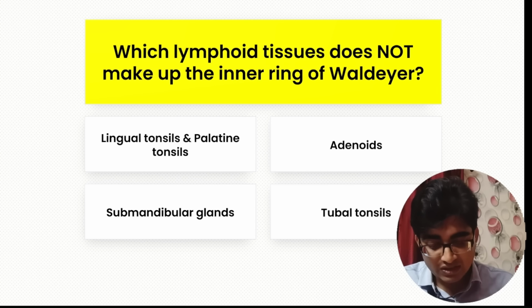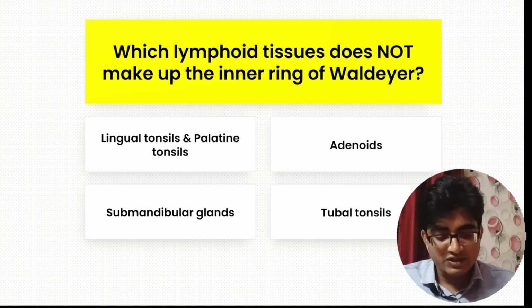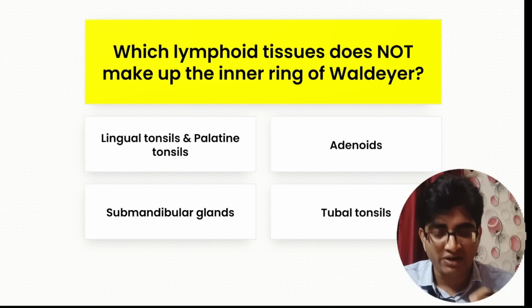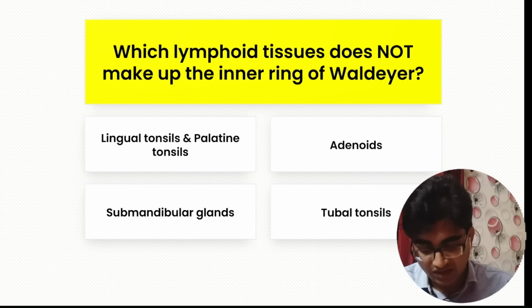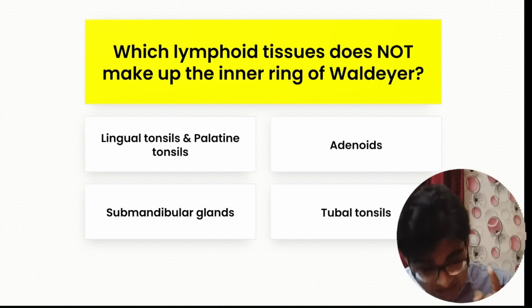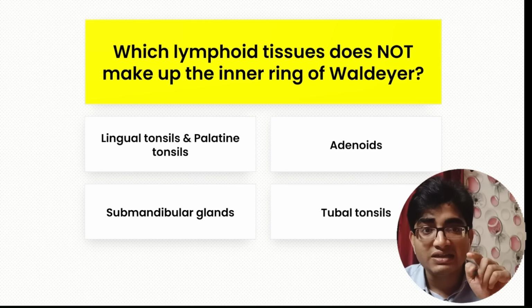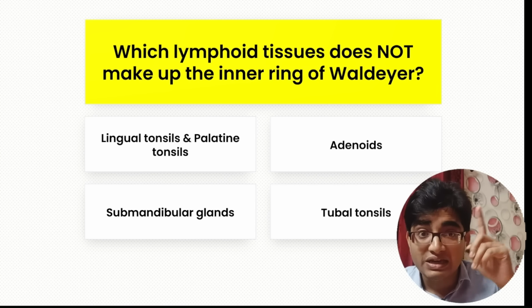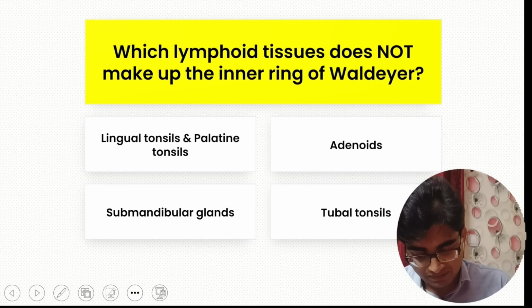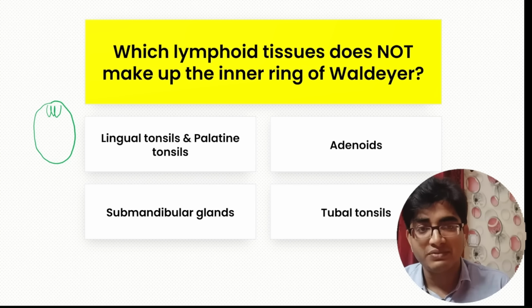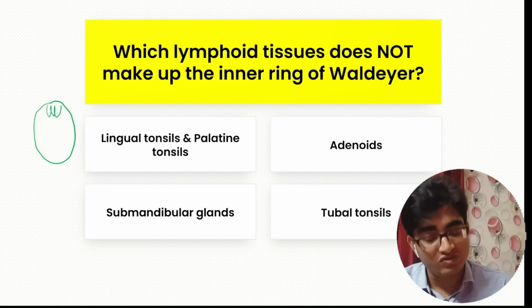Next question. Which lymphoid tissue does not make up the inner ring of Waldeyer? We had discussed this point that Waldeyer's ring is made up of two rings, the inner ring and the outer ring. The inner ring is made up of, firstly, the adenoids at the posterior superior part of the nasopharynx.